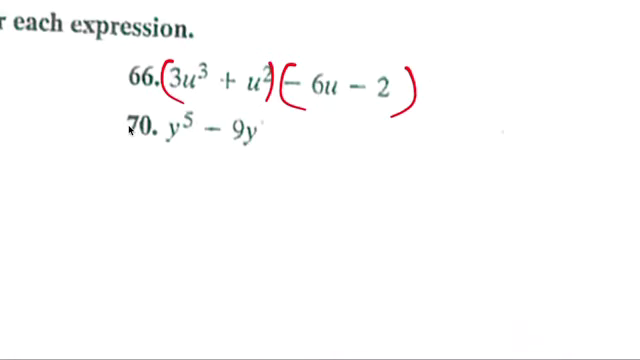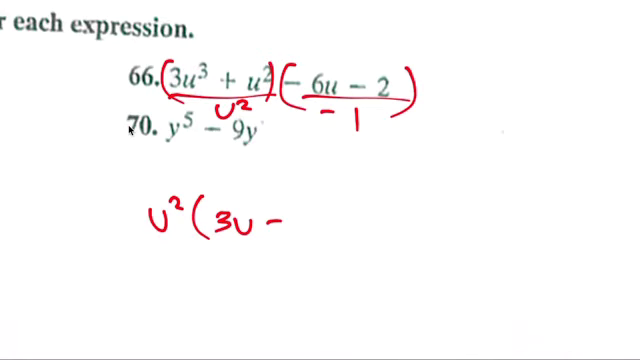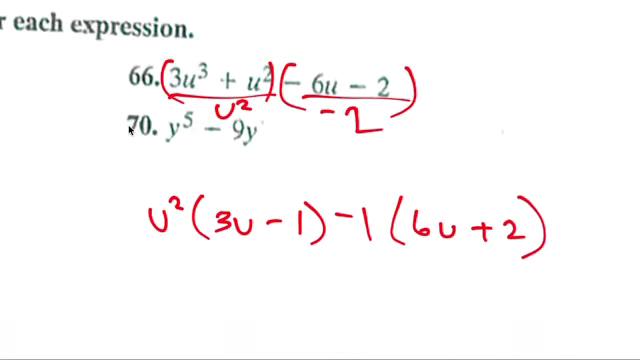And this, do by grouping. 4 terms you always do by grouping. Divide by u squared, divide by -1, and then you factor. So you get u squared 3u minus 1, and then here is get -1, 6u plus 2. Oh, divide by 2, -2. That changes it.